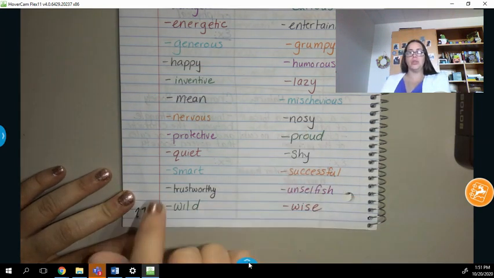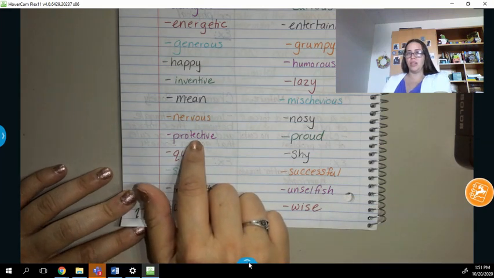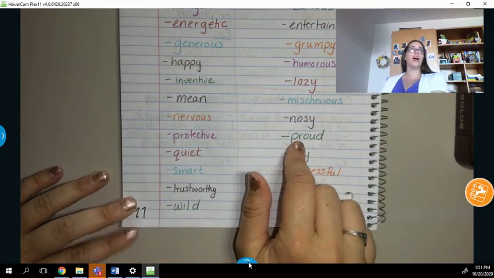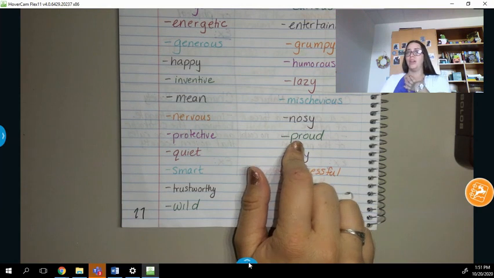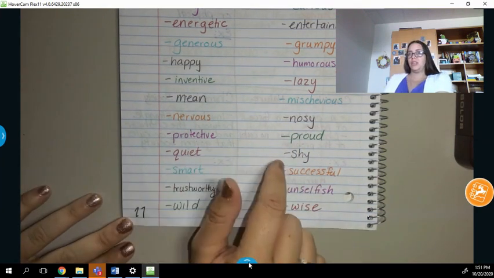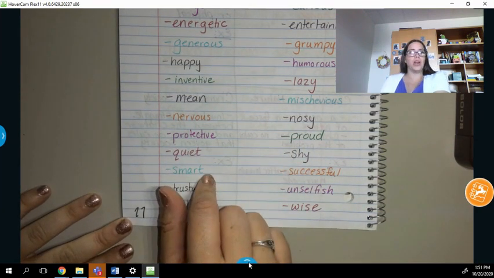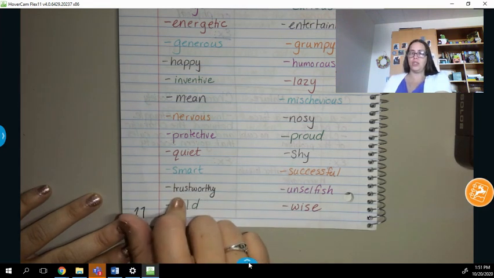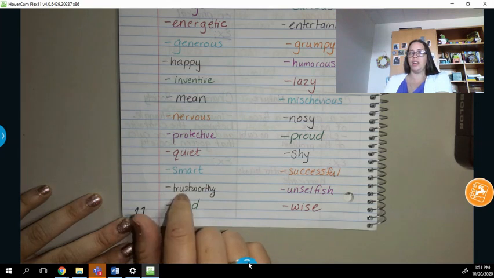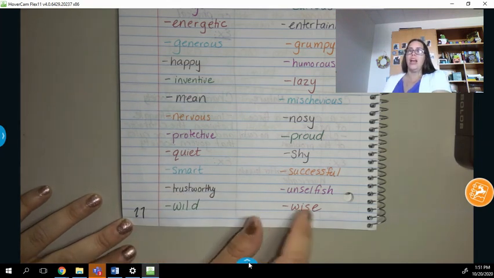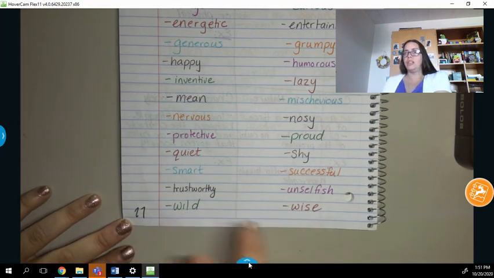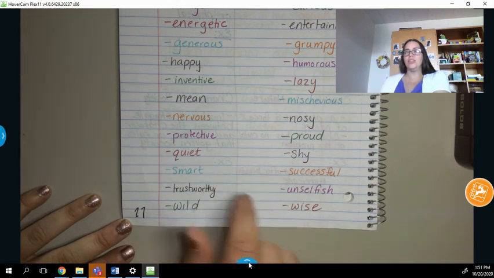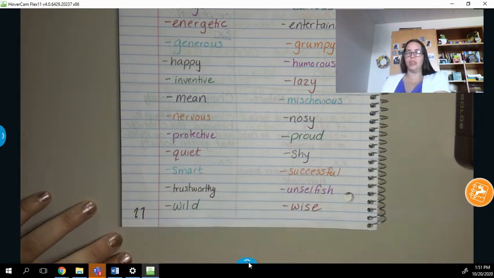You could have somebody who's nosy or protective of others, someone who's very proud of who they are and where they're from. Quiet and shy, someone who's smart or successful. I'd love to have someone call me trustworthy. I think that would be a very interesting character trait to have. Unselfish, wild, and wise. Smart and wise are very, very similar, so you might use those both to describe one person.